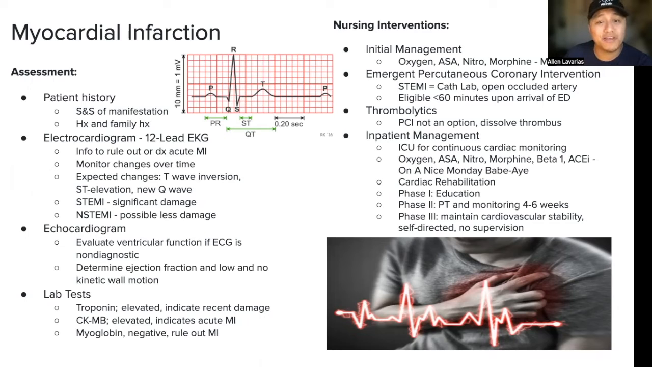The mnemonic MONA is part of the plan. You got morphine, oxygen, nitro, and aspirin. To the cath lab is your emergent intervention. You'll get a thrombolytic if PCI is not an option.